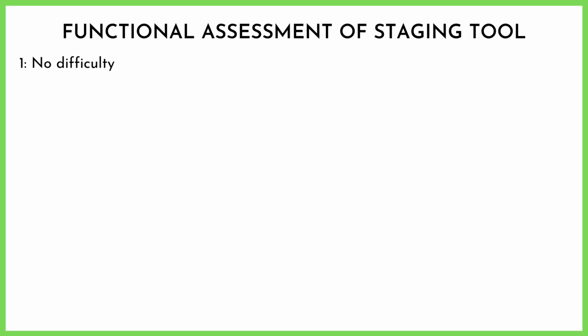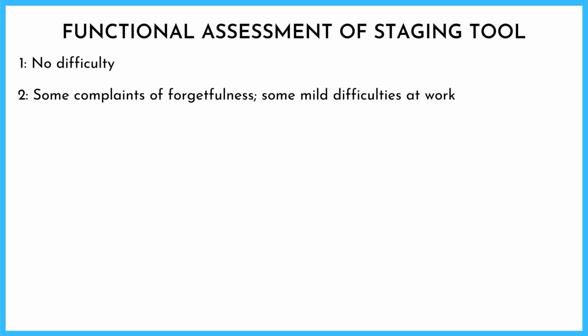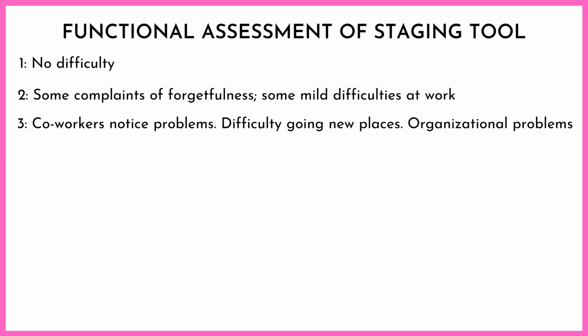So in stage 1, there's no difficulty at all. In stage 2, the person might start to forget some location of things. They might start misplacing things. They might start to have some more difficulty if they're working in their workplace. In stage 3, this is where their job functioning really starts to decline to the point where it's evident to coworkers.